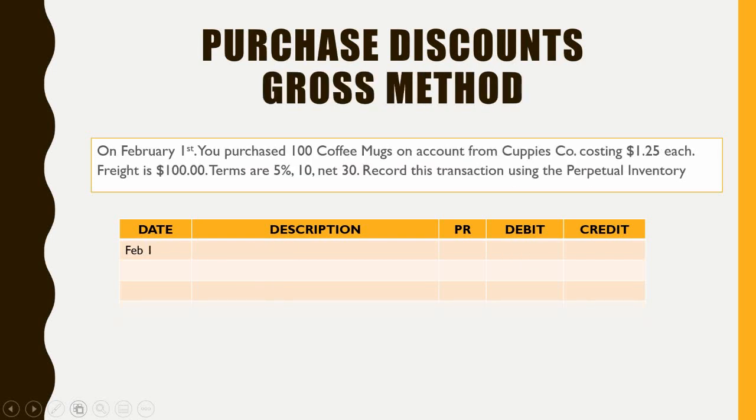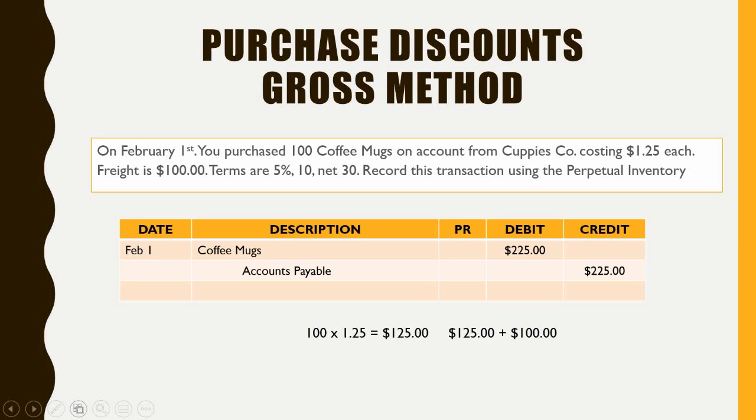Let's go ahead and take a look at the gross method. How are we going to journalize this under the gross method? Well, that is going to be the coffee mugs. It's still going to be the same: coffee mugs for $225, and then accounts payable for $225.